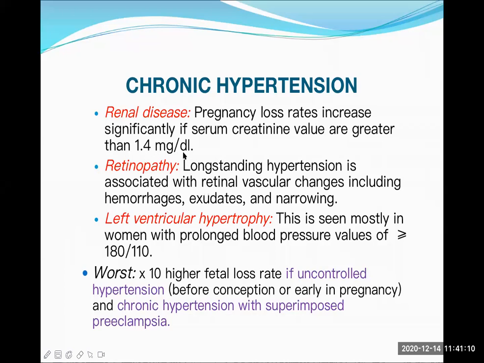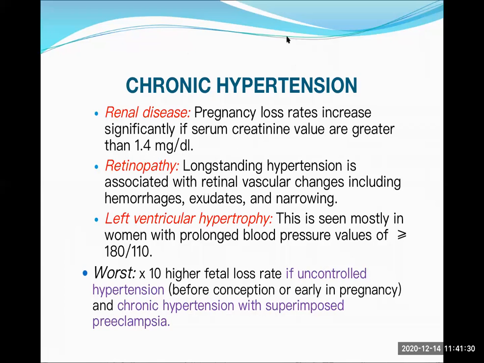It depends on the different textbook. Actually, that's the range of creatinine. If it is more than that, it is high. So renal disease has already occurred because of blood pressure elevation. So it will carry a poor prognosis. That is the meaning.